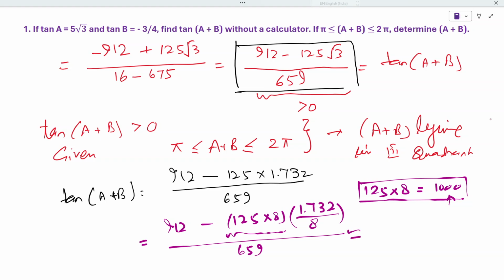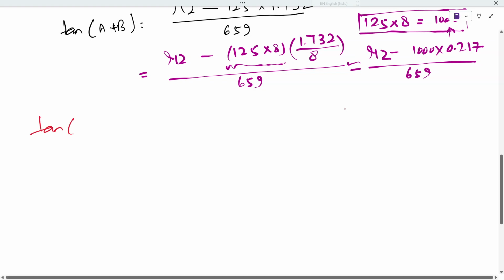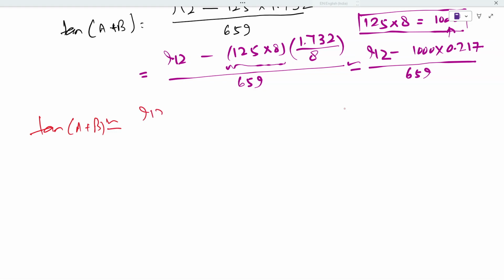And we get the approximate value of this fraction equal to 912 minus 1000 into 0.217, we are dividing 1.732 by 8, approximately 0.217, upon 659. So tan(A + B) is approximately equal to (912 minus 217) upon 659. It is of course equal to 695 upon 659.